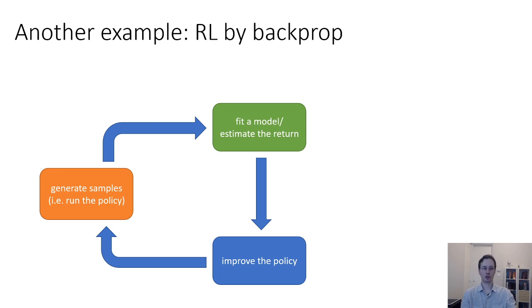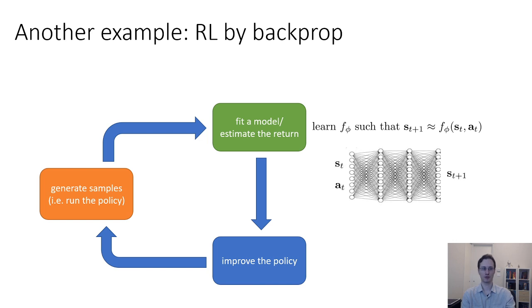You could also imagine doing a model-based RL procedure. You can kind of think of this as RL by backprop. So maybe in the green box, you learn a model, you learn some other neural network, f phi, such that s_t+1 is approximately equal to f phi of s_t, a_t, and you train f phi on data generated in the orange box with supervised learning. So maybe you have a whole other neural network that goes from s_t, a_t to s_t+1.